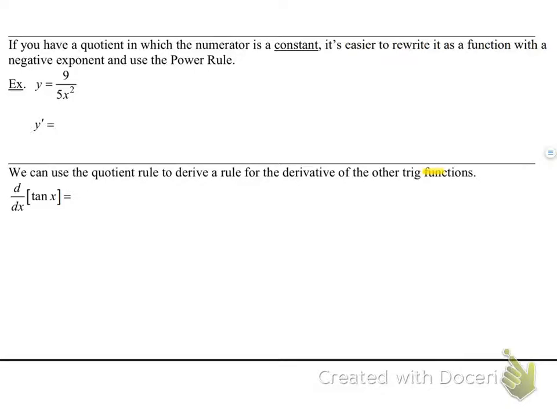If you have a quotient in which the numerator is a constant, it's actually easier to write it as a function with a negative exponent and use the power rule. This was my trick when I was in high school. It wasn't a very good trick.